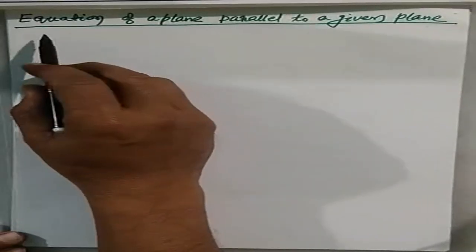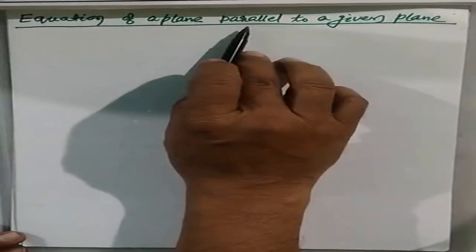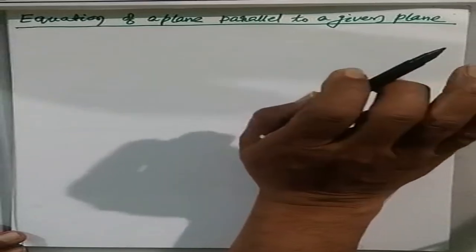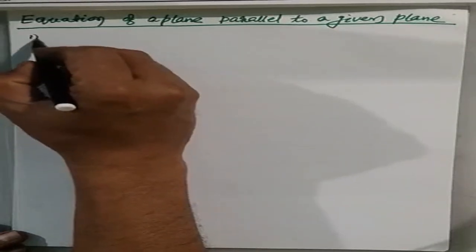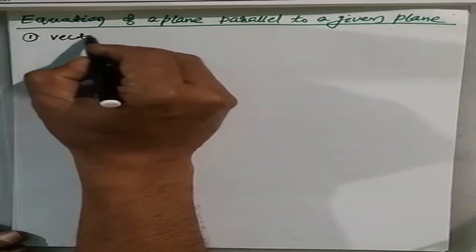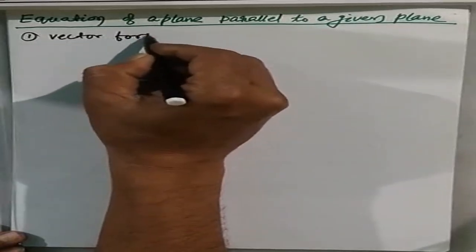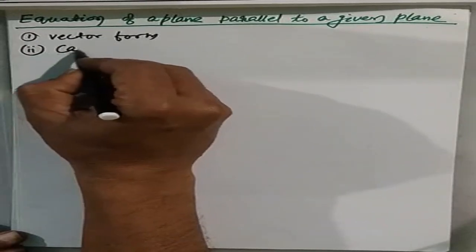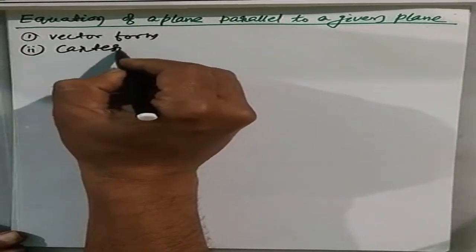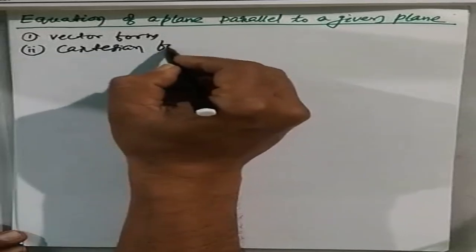Now we are going to discuss the equation of a plane parallel to a given plane. Here we have two types of forms: one is the vector form, and the second is the Cartesian form. Now we are starting with the vector form.